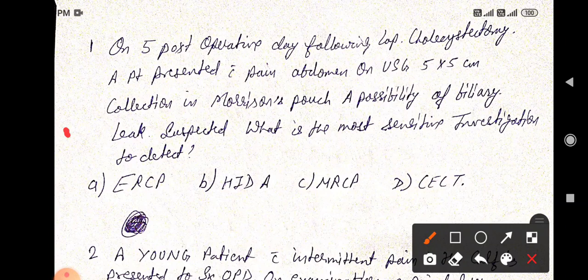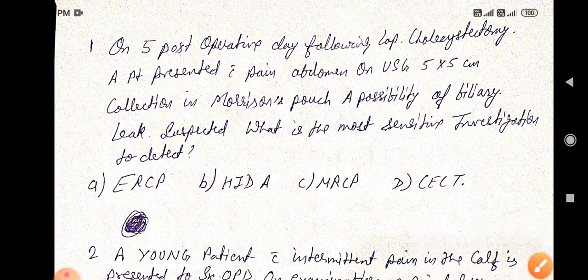What happened, guys? In practical cases in a live patient, we firstly do sonography also to detect a leakage. So in this condition the best option should be HIDA scan. If the HIDA scan facility is available, go for HIDA scan. Then we can do MRCP, and after that the standard treatment is ERCP to close the biliary leak or put the stent. So the most sensitive investigation here is HIDA scan. So go with HIDA scan.